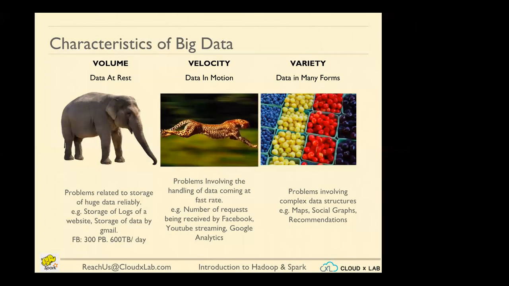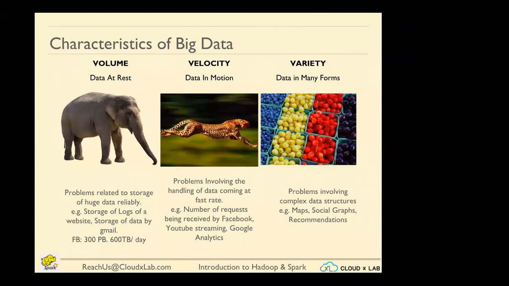So when volume becomes a problem, let's say you are trying to store humongous data on a file system and that file system is not sufficient. For example, if you think about how much data Gmail stores per day or how much data Facebook stores per day, that cannot be done using one computer. You need distributed computing, even for handling the volume.